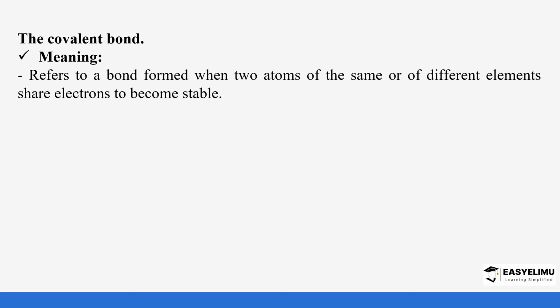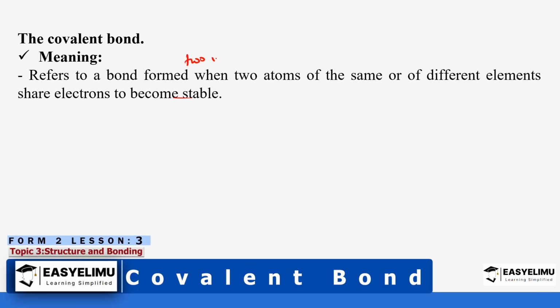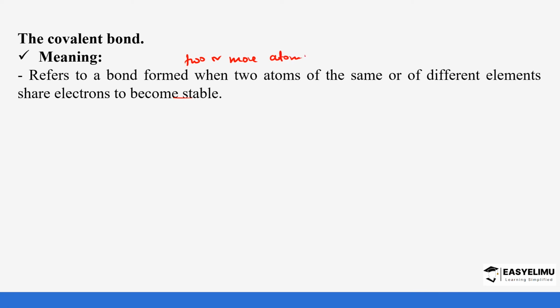A covalent bond is a bond that is formed when two atoms of the same or different elements share electrons to be stable. So we can say that this is a bond formed when two or more atoms contribute equally to the shared pair of electrons.